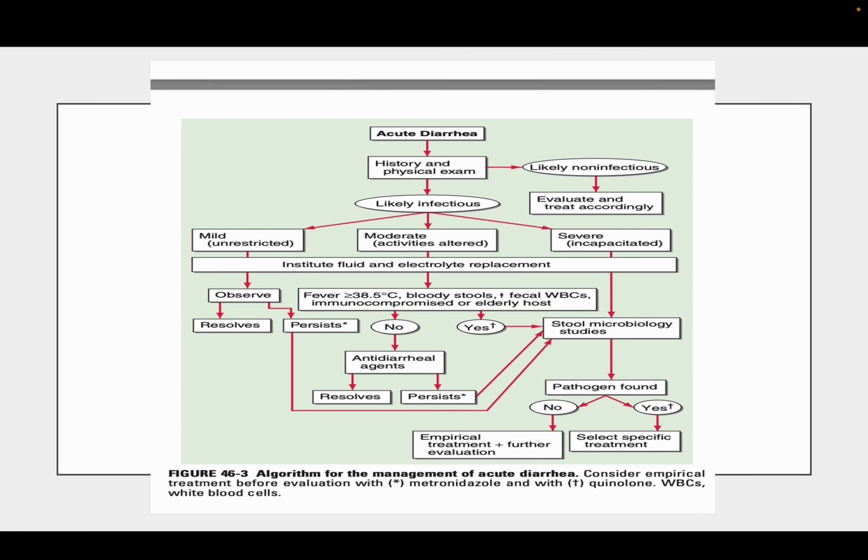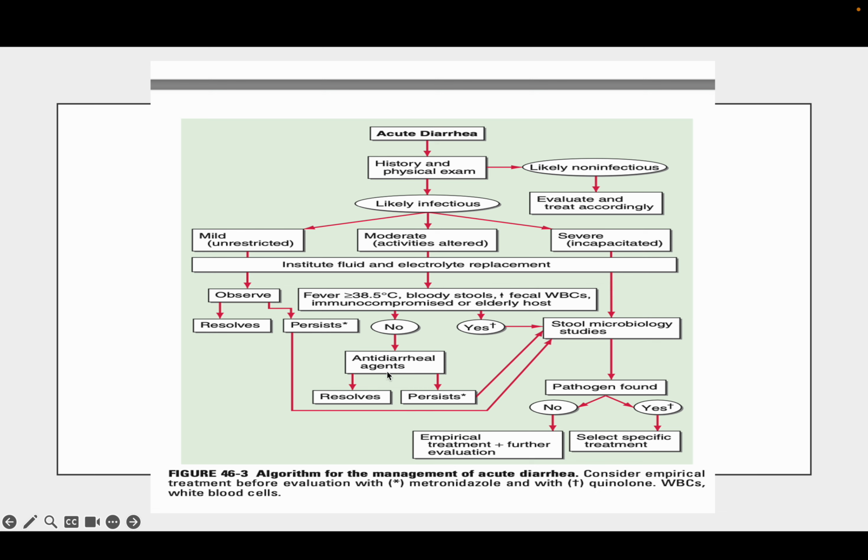If it is likely infectious, mildly, if there is no fluid and electrolyte imbalance, if the patient has fever more than 38.5, bloody stools are present, fecal WBC are present, immunocompromised, elderly host, then you go for stool microscopic study. If a pathogen is found, you go for specific treatment. If no, the empirical treatment needs to be given. So if the patient doesn't have any of this, no fever, no bloody stools, no fecal WBC, no immunocompromised or elderly host, you can go for antidiarrheal drugs.